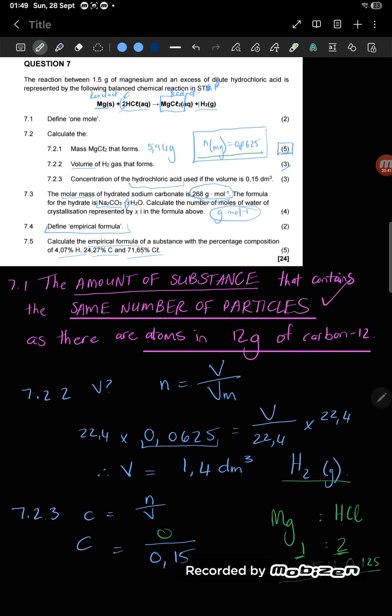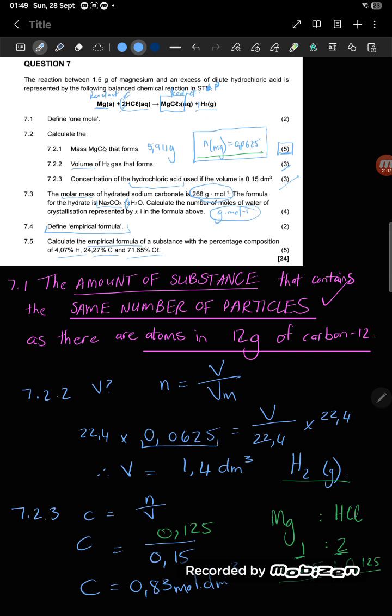The moles of Mg. Okay, so this is going to be 0.125 divided by 0.15, which is the concentration, going to be equal to 0.83 mole per cubic decimeter. Okay, and that one was for how many marks? That one was for 3 marks.